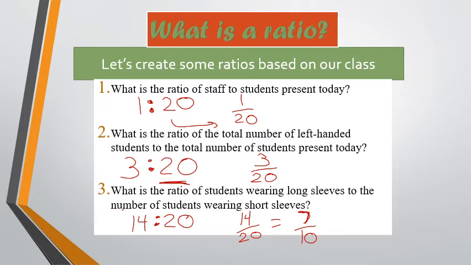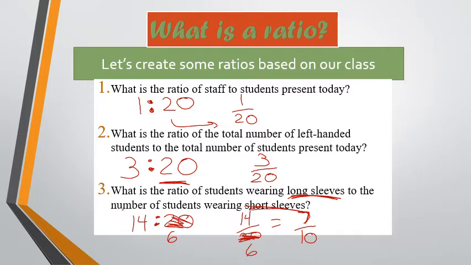This should be, I made this mistake on purpose. No, I really didn't. It should be 6. And that would be saying that there were 14 wearing long sleeves and 6 wearing short sleeves. And so instead of being 14 over 20, it would be 14 over 6.